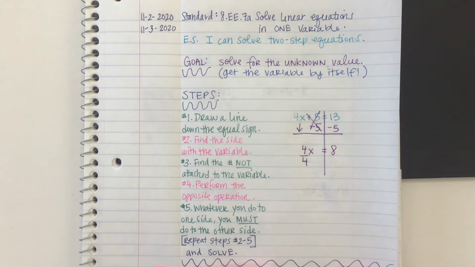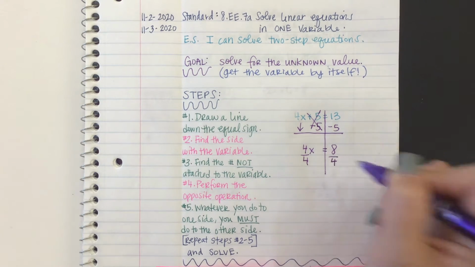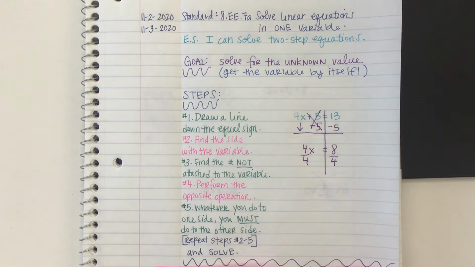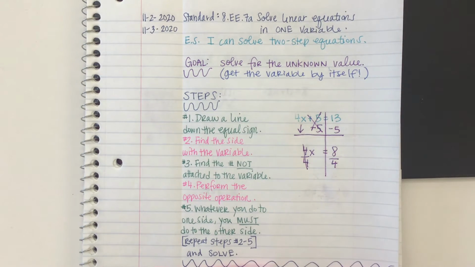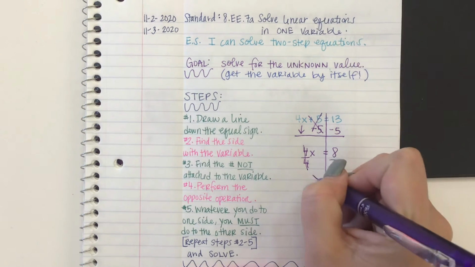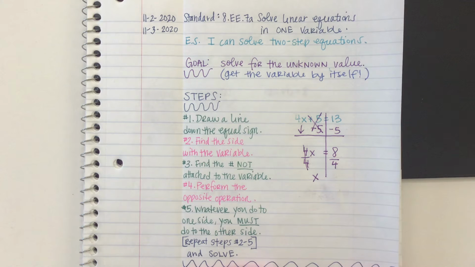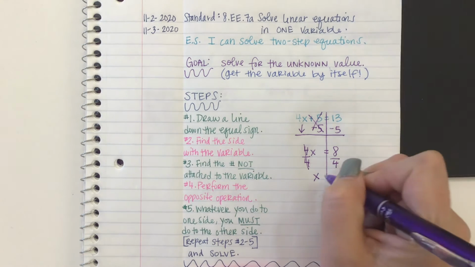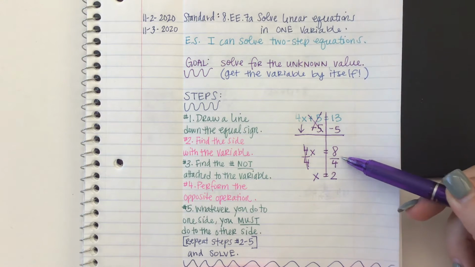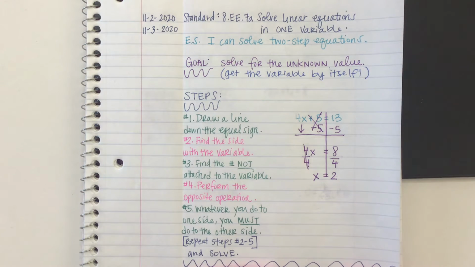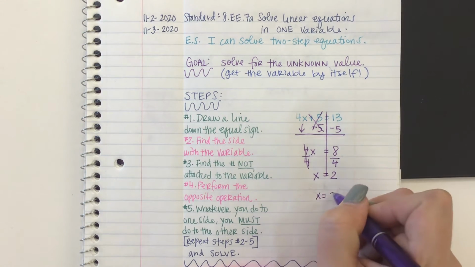But whatever I do to one side, I must do the same thing to the other. Now, 4 over 4 is 1, so that technically goes away. We do not write 1x, we just leave it as x. And 8 divided by 4 is 2. Remember, this means division now. So in our example, x is equal to 2.